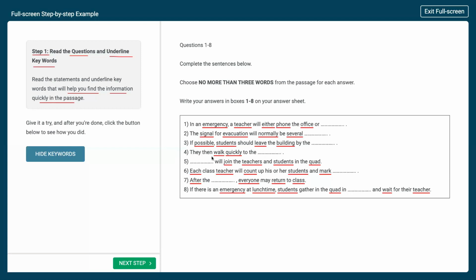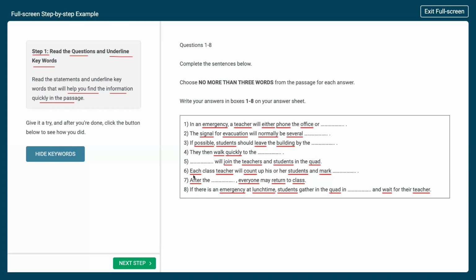Okay, number three, if possible, students should leave the building by the. Number four, they then walk quickly to the, and you see how this is already showing us that the answers will come in order. It looks like a process. So we see leaving the building and then, so this is sort of like an ordinal number sort of thing. It's giving us directions. And up to this point, our gaps have been at the end of the sentence. Now with number five, we see that changing a little bit. So we have blank will join the teachers and students in the quad. So here we have a place.